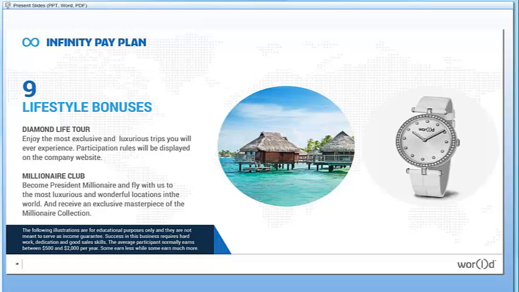Become President Millionaire and fly with us to the most luxurious and wonderful locations in the world and receive an exclusive masterpiece of the Millionaire Collection. Literally flying in first class jets, with beautiful dining places, hotels to stay in and places to sightsee, and everything is taken care of because you're part of the Millionaire Club.